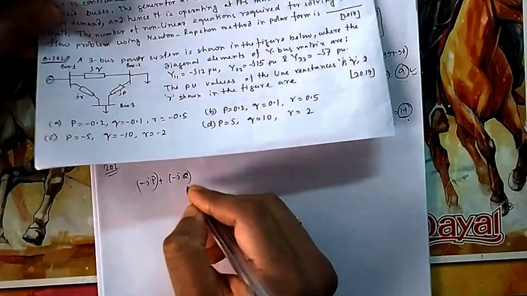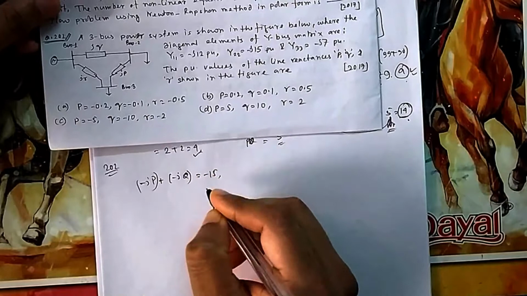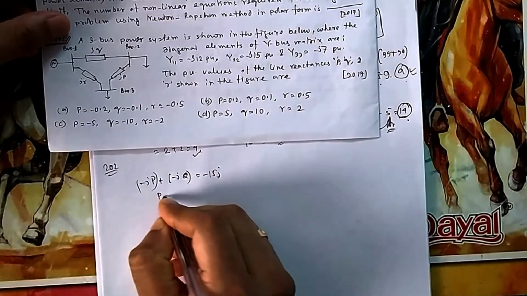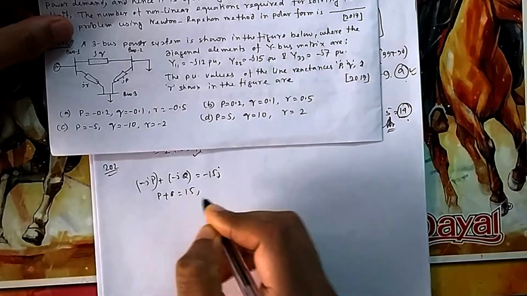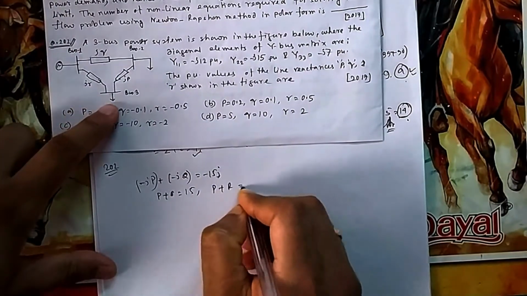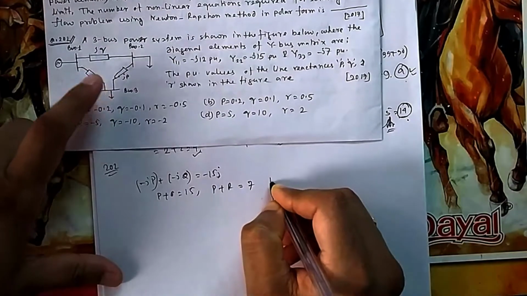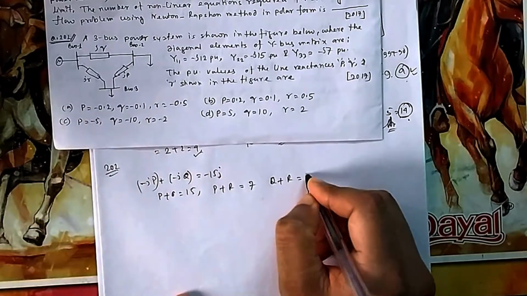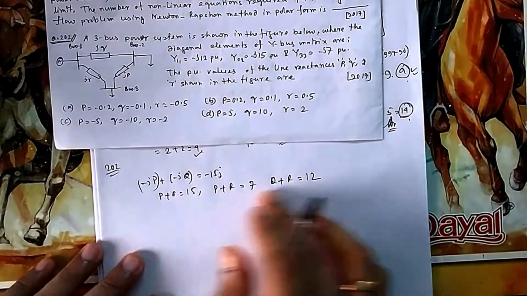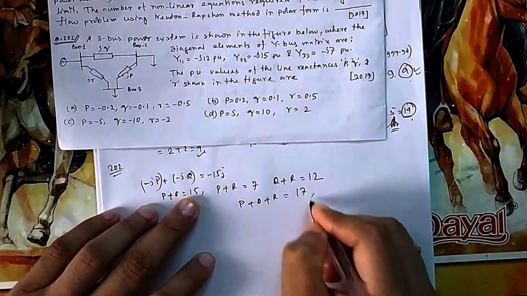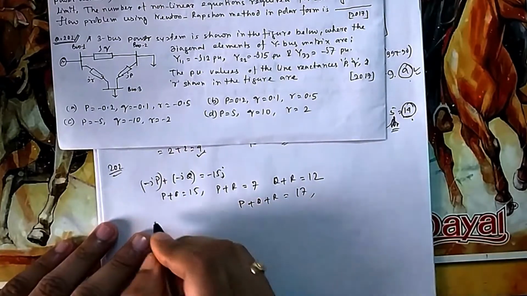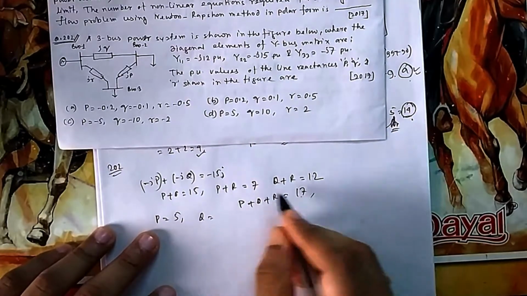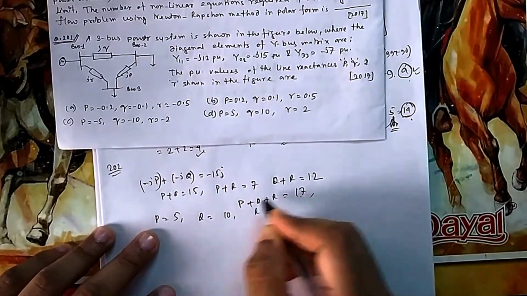So let me write capital P as equal to minus 15J, similarly minus 15J. So your P plus Q is equal to 15. Similarly, you can write P plus capital R is equal to 7, and then Q plus R is equal to 12. So now from these 3 equations you can solve, the sum will be 17. So from here P will be equal to this minus this, 5. Q will be equal to this minus this, 10. And R will be equal to this minus this, 2.